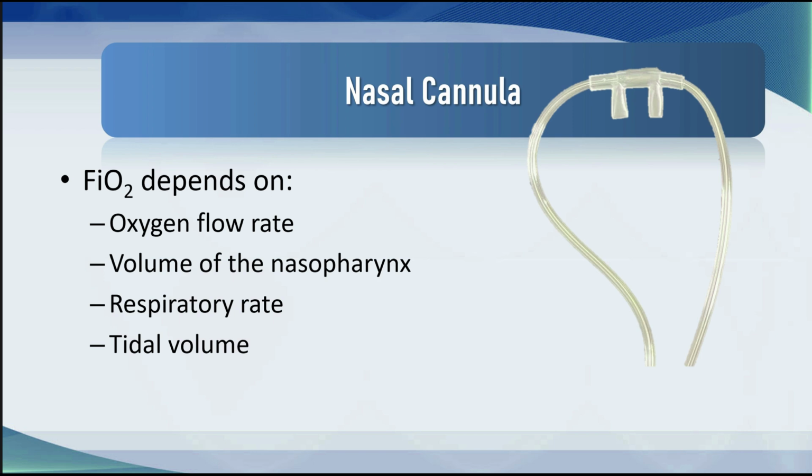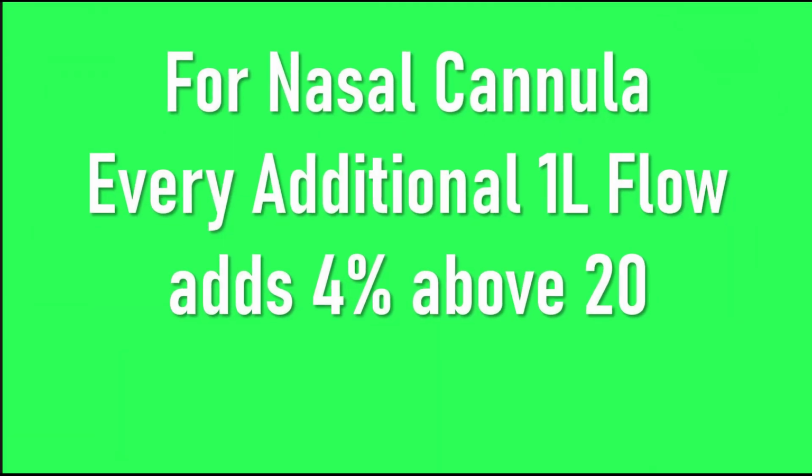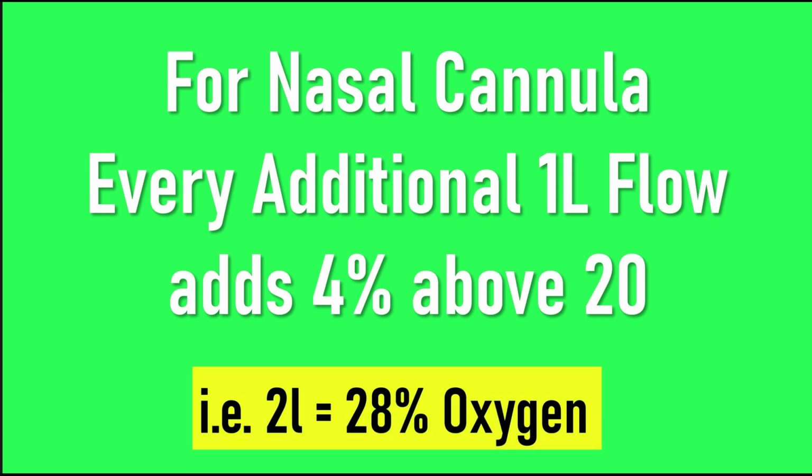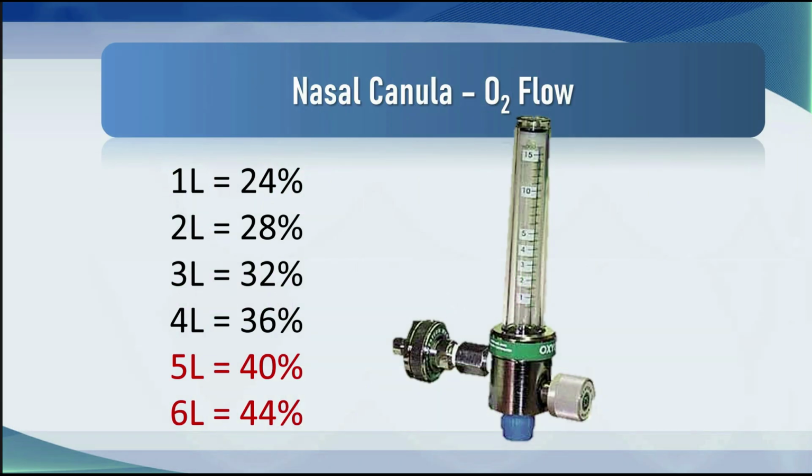But as a general rule of thumb, if you're using nasal cannulae, every additional 1 litre of flow adds 4% above 20%. So 2 litres will give the patient 28% oxygen. And just to show you that in a table form, 1 litre is 24%, 2 litres 28%, 3 litres 32%, 4 litres 36%, 5 litres 40%, 6 litres 44%.